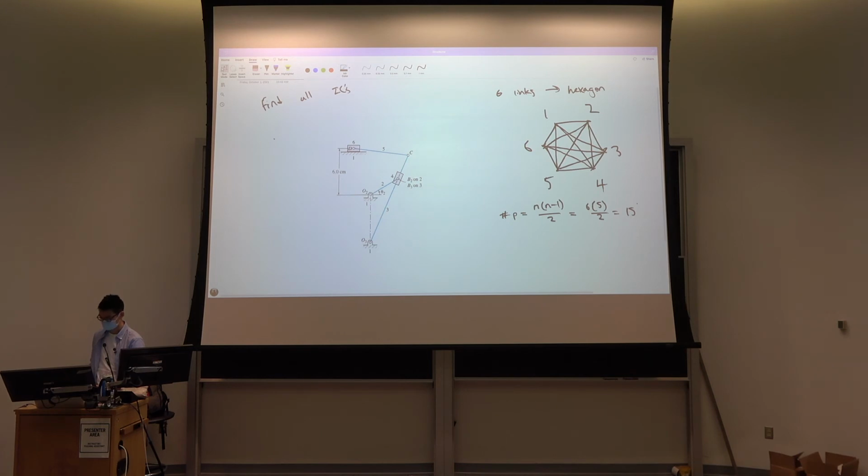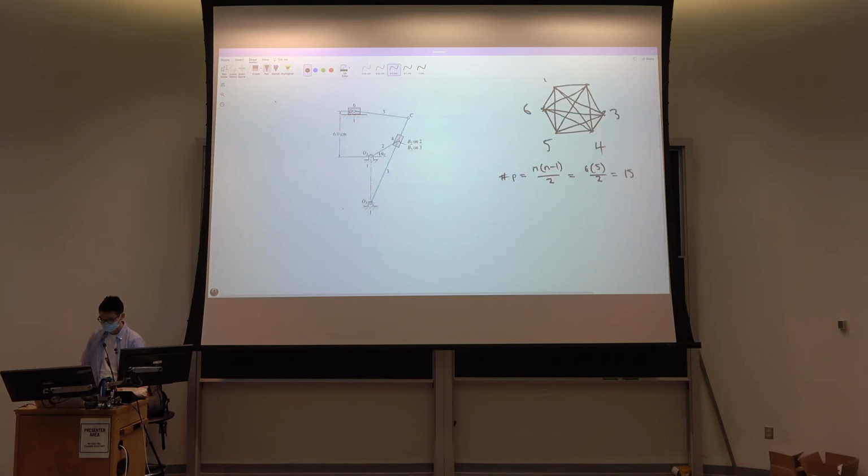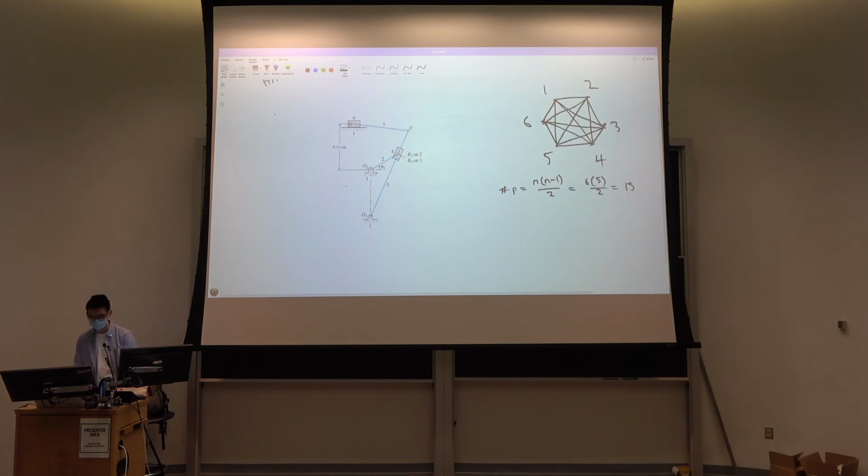Just like before, we're going to change the color of the lines as we find the instant centers. Step 1, like always, we're going to start with the kinematic pairs. The turning pairs are the easiest. So right here we have P13.